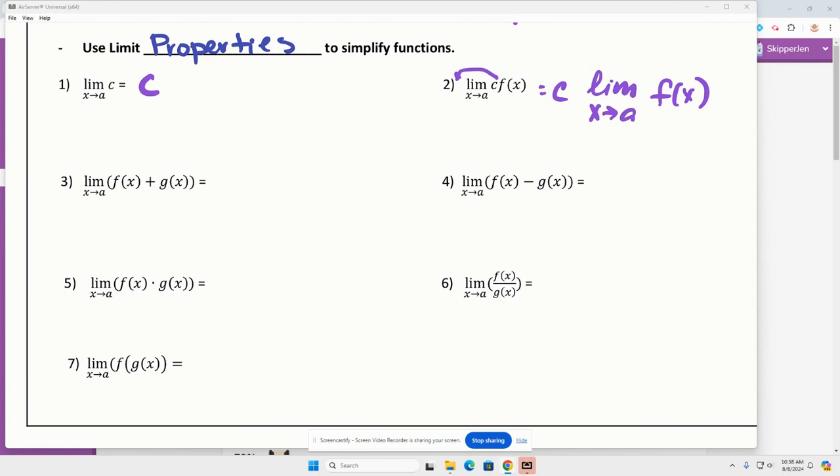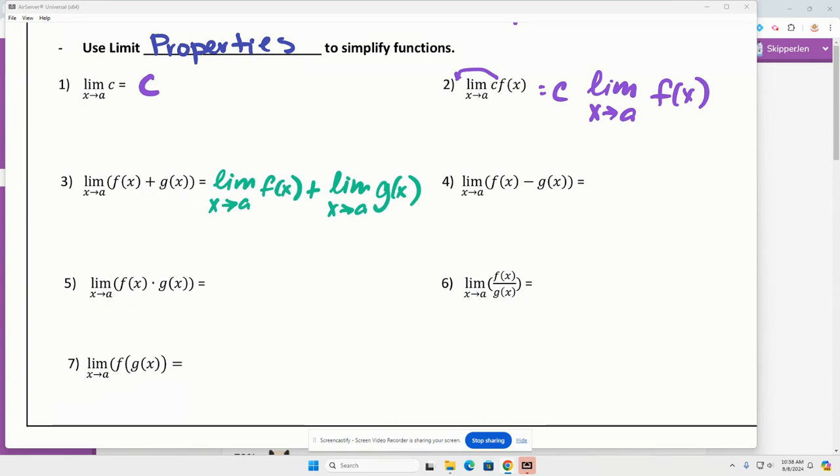Okay. Great. And then the third property, if we have the limit of the sum of 2 functions, we can rewrite it as the sum of the limits. So it would be the limit as x approaches a of f of x plus the limit as x approaches a of g of x.